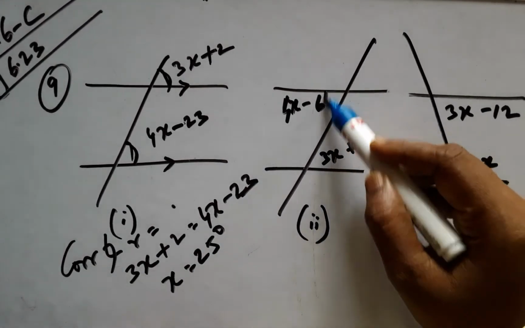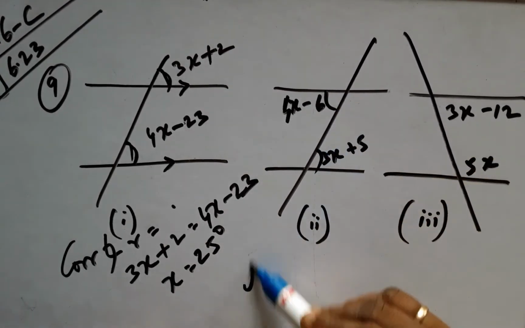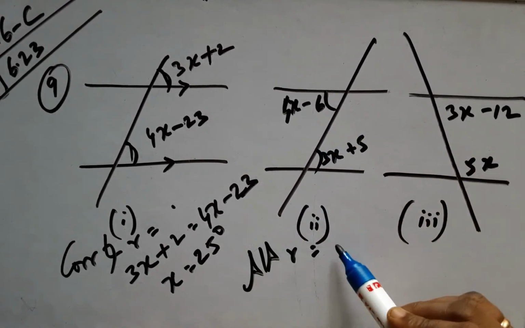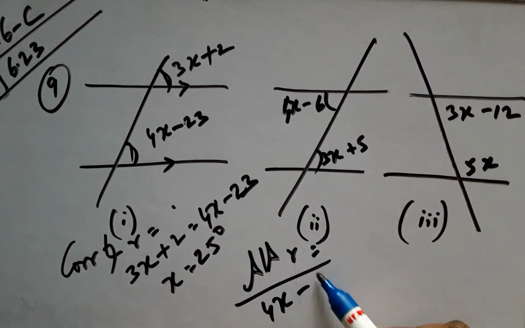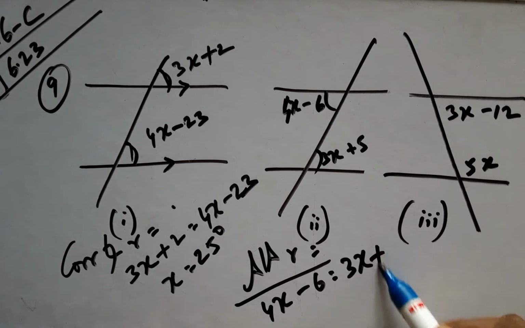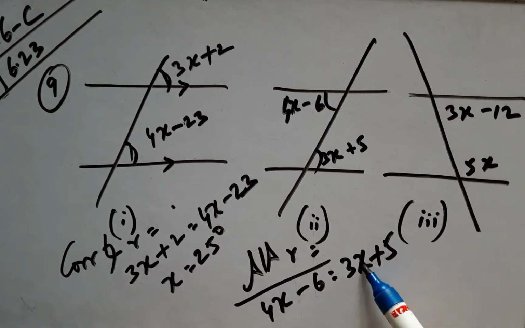And here this and this are alternate interior angles, and as you know, alternate interior angles are equal for a given pair of parallel lines with the transversal. Therefore 4x minus 6 will be equal to, and once again simple math, this comes this way and this goes this side.